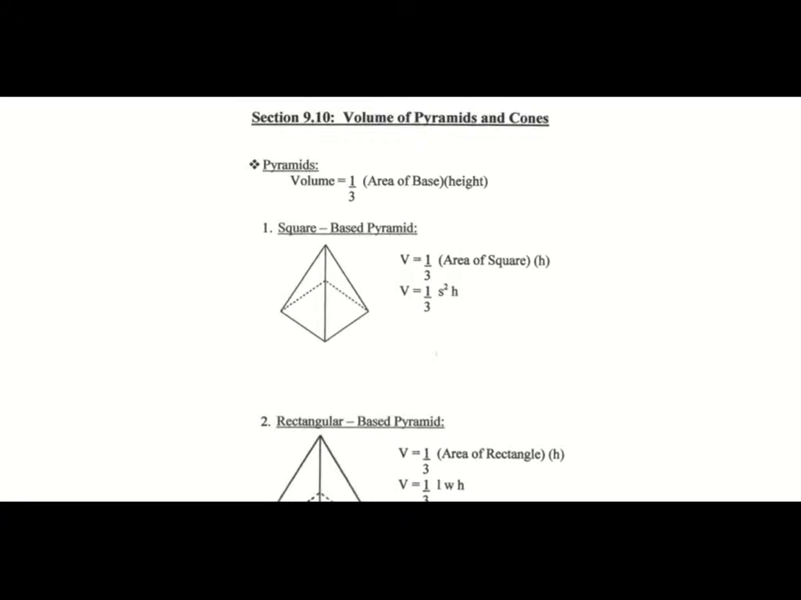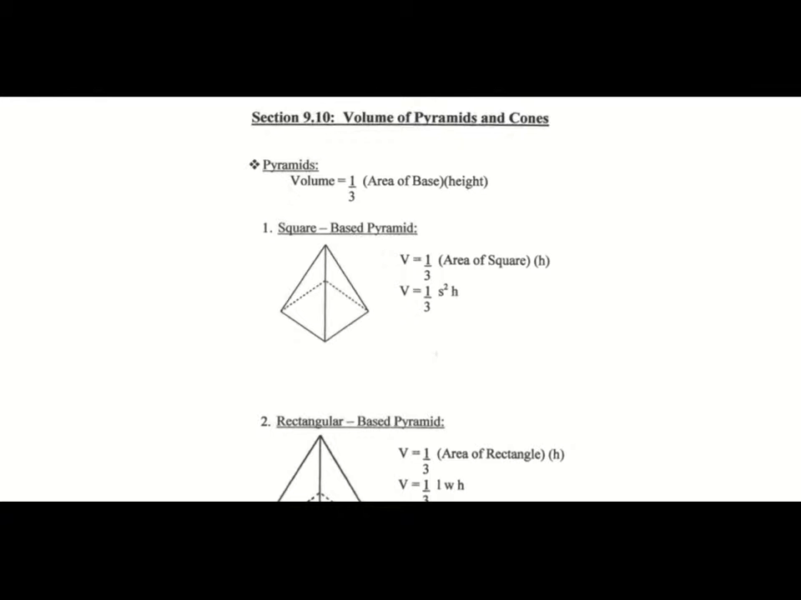Our final section in Chapter 9 is talking about the volume of pyramids and cones. So we talked about the volume of a cylinder and a sphere in the last section. Now we have the equation for volume of a pyramid, which is 1/3 times the area of our base.